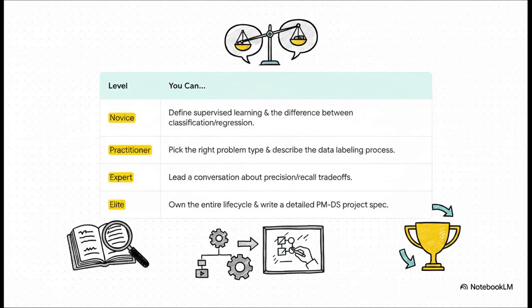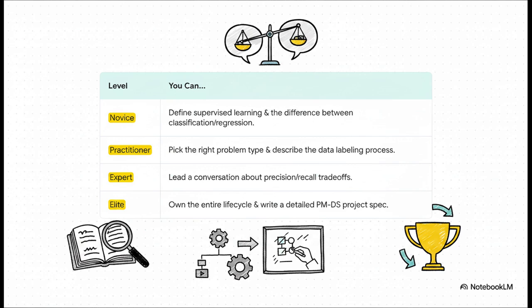And here's your roadmap to mastery. This is how you level up. You're a novice when you can just tell the difference between classification and regression. You're a practitioner when you can actually look at a problem and say, that's a classification problem, and we'll need this kind of labeled data. You become an expert when you can confidently lead that tough conversation about precision versus recall. And you're elite? Well, you're elite when you can run the whole show, from writing the spec to shipping the final product.